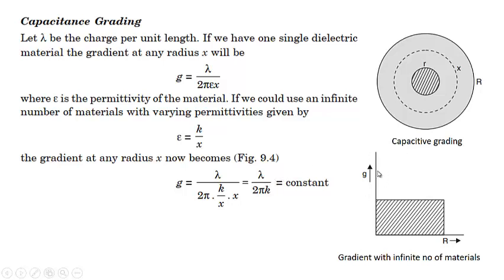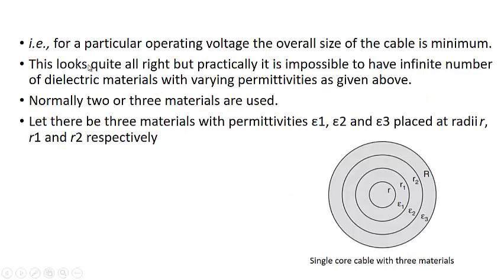So the gradient of this dielectric with an infinite number of materials will be like this. It will be constant from r equal to small r to r equal to capital R, which is actually a non-ideal case. For a particular operating voltage, the overall size of the cable is minimum when we use an infinite number of these sheets. This looks quite alright, but practically it is impossible to have an infinite number of dielectric materials with varying permittivity as given above. It's very difficult, and it becomes practically impossible and uneconomical.